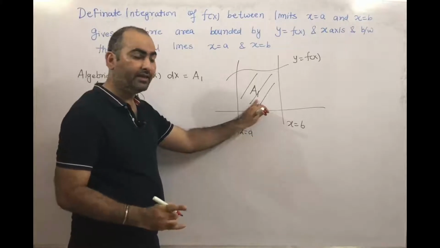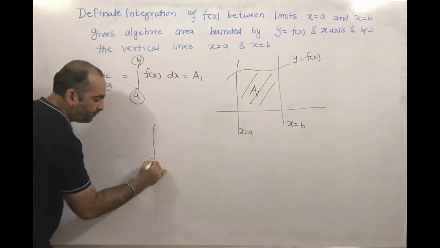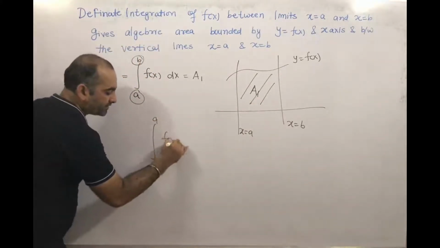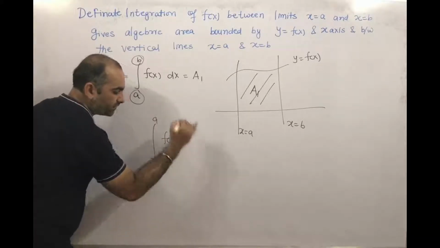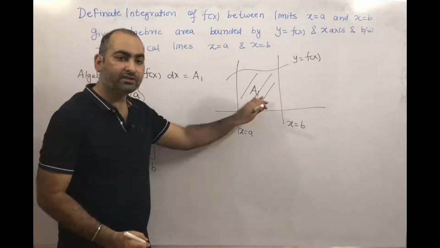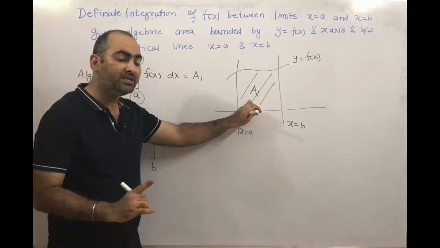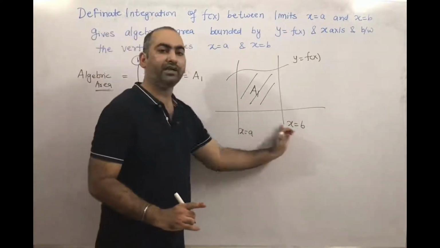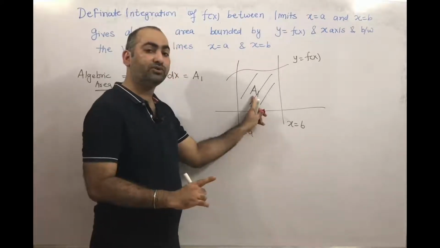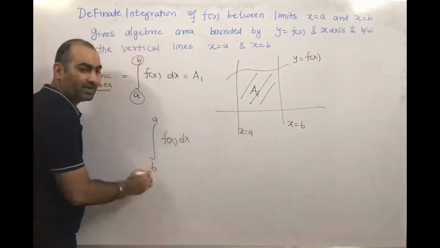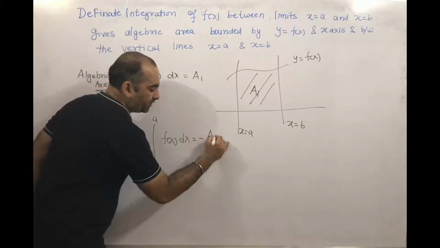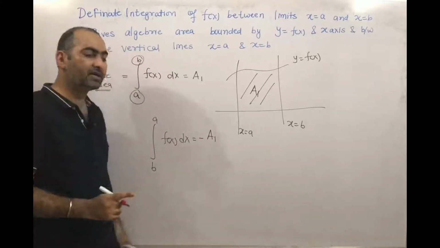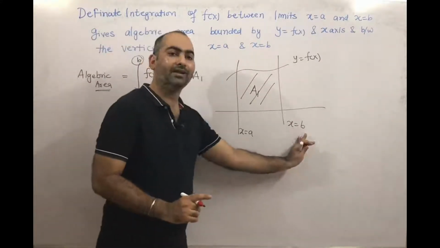But here if I take integration b to a f(x) dx, the bounded area is above x-axis, but the limit is from right to left. Then this area is positive, but the integration will come minus of A1. So why is the minus coming? Because we are taking limit from right to left.